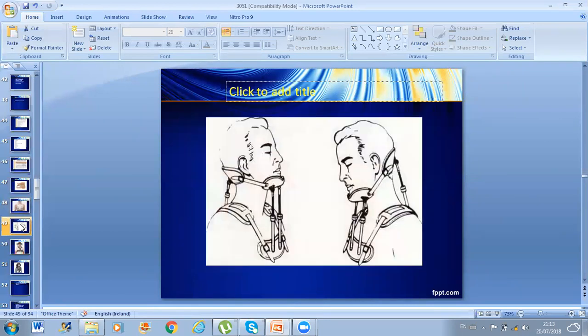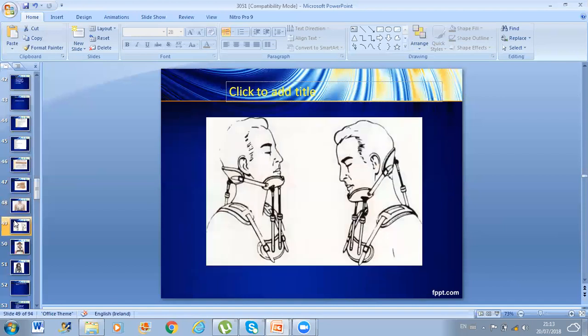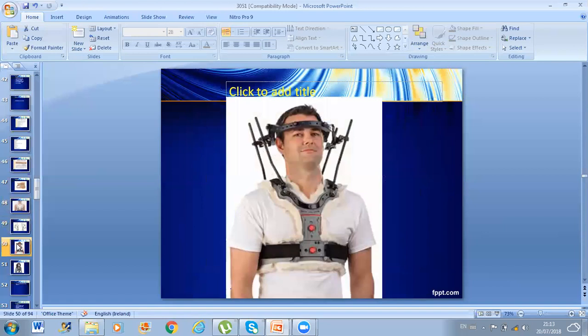Right. What is this? It's called a 4-poster brace. If you see, there are 4 posts: 1, 2, 3, 4. 2 anterior, 2 posterior. Okay. In this, there is no posterior support. Here, there is posterior support. Right. Then what is this?